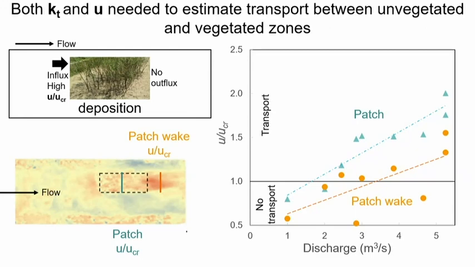So the main point is that we need both of these flow parameters. We need some estimate of the turbulent fluctuations, and we need some estimate of the mean if we want to accurately represent deposition and erosion around vegetation.